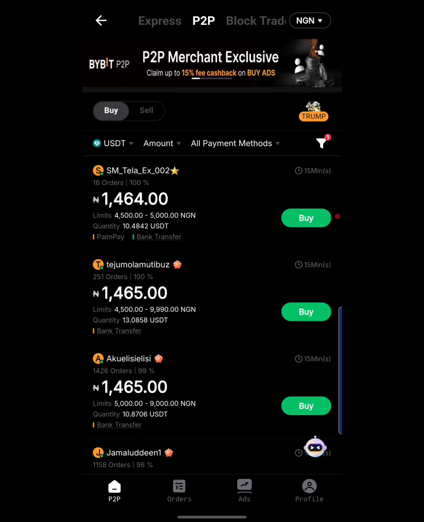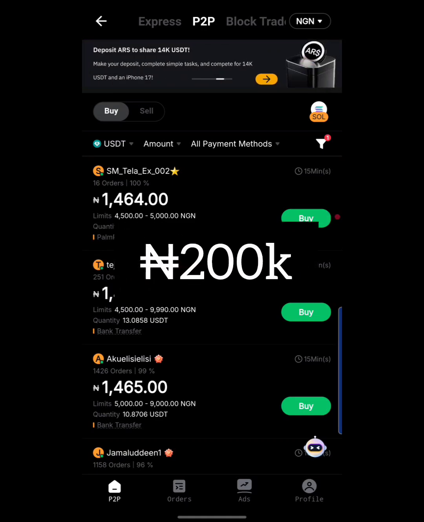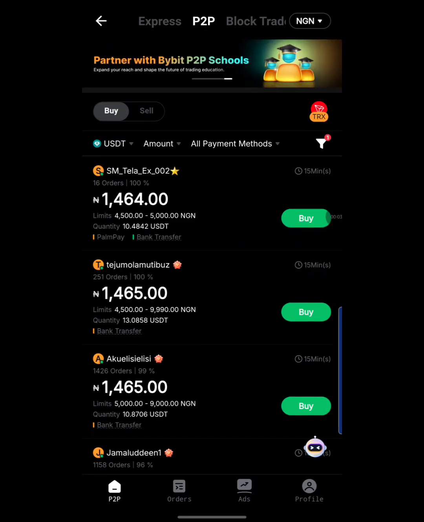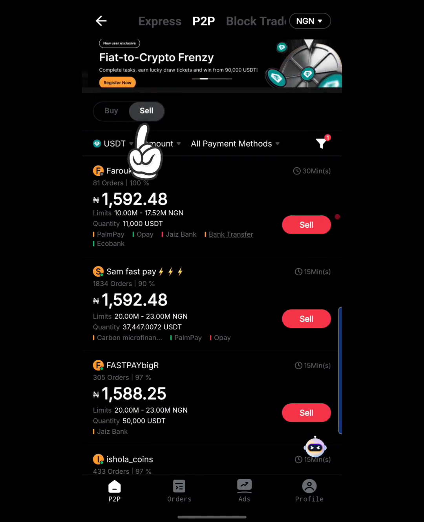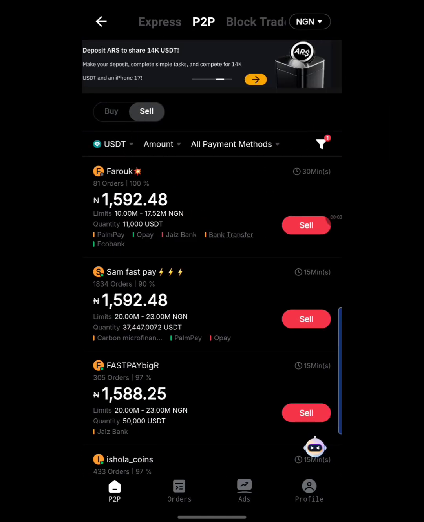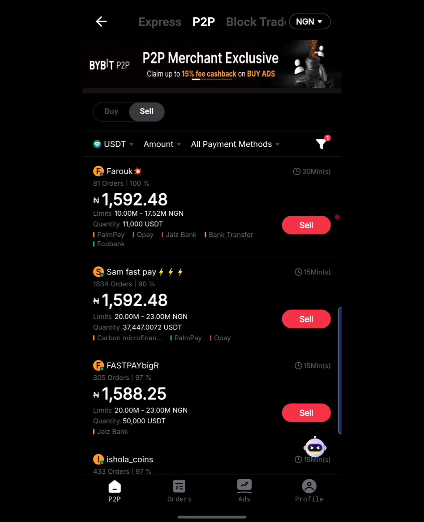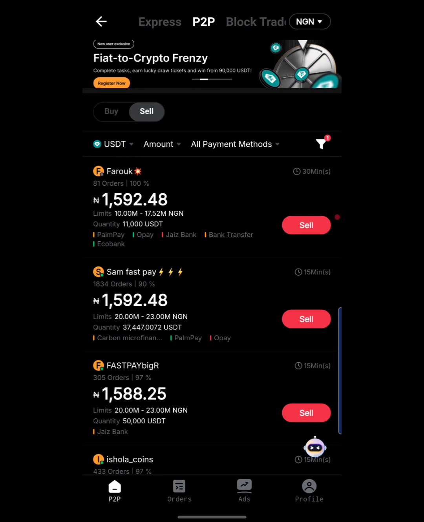Okay, so guys, with that being said, the next step would be showing you the profit potential using a 200,000 naira capital as a Bybit merchant. So how do you make profit using 200,000 naira? The very first step is hitting on the sell section over here. Remember guys, sell is buy. Anybody coming to the sell section is coming to sell their USDT to you, and you as a merchant are buying from the sellers.